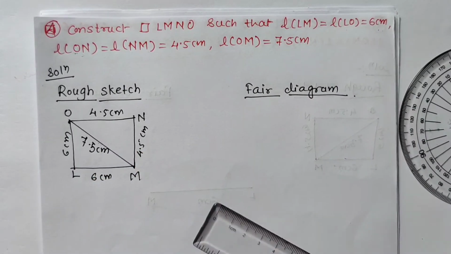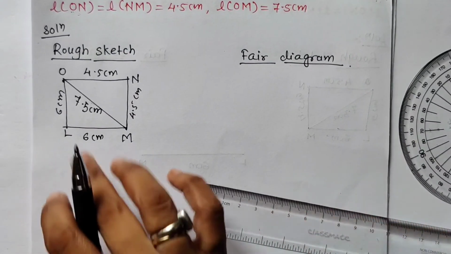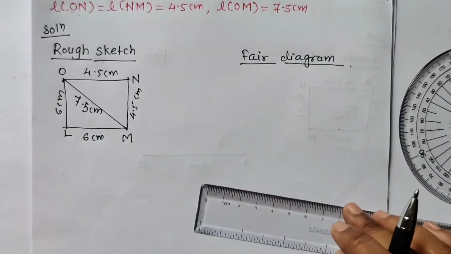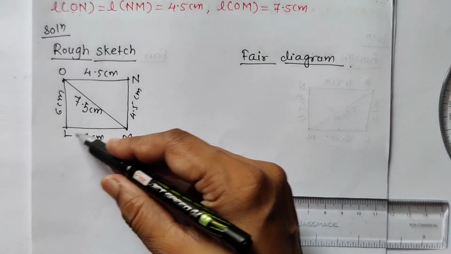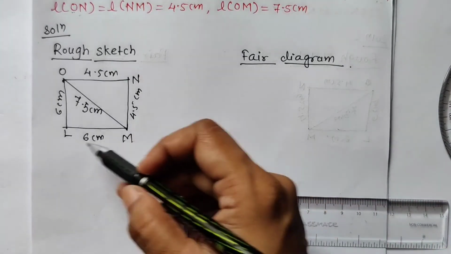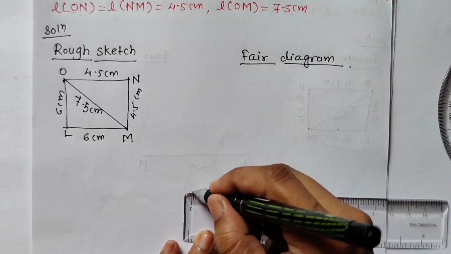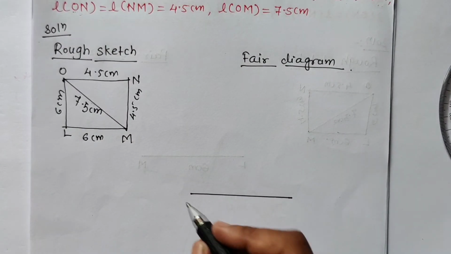Now let us start drawing fair diagram. This fair diagram can be drawn by two different methods. I will be showing you both the methods. So first I am going to draw this base line which is 6 centimeter. Base side is 6. So this is 6 centimeter. LM.